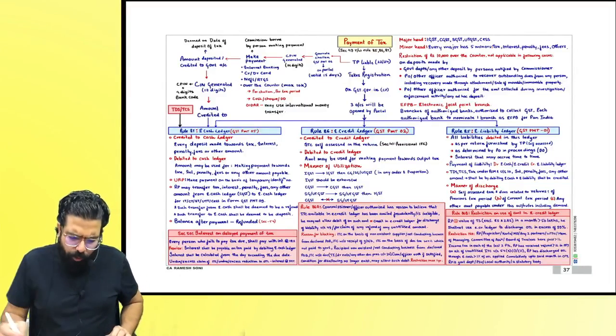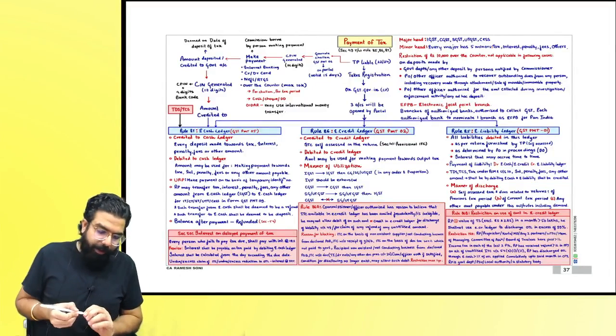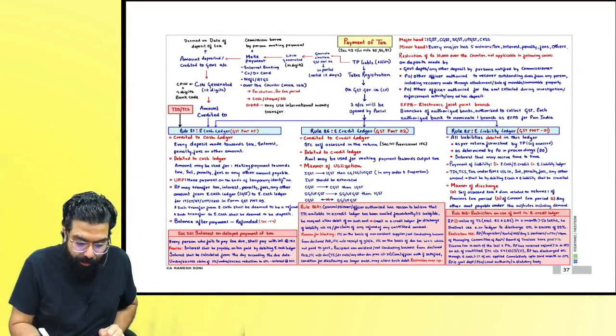Alright students, let's go ahead and now revise the next chapter. The next chapter is payment of taxes. Everyone, let's take a quick linking.